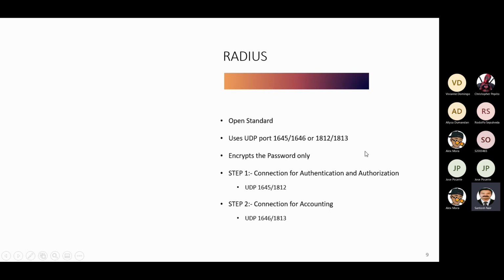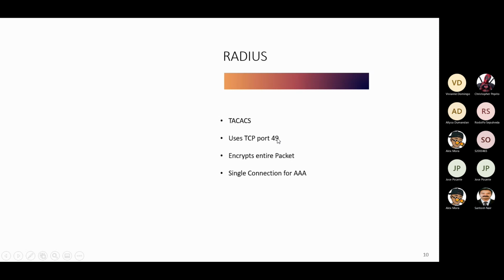Authentication and authorization use one single connection, that is 1812. It will use the port 1812 for authentication and authorization, whereas for accounting, for logging all the activities of the user, what all the user is doing in a network, what all network resources he has accessed, those things are logged using port 1813. So these two ports are required for Radius server.